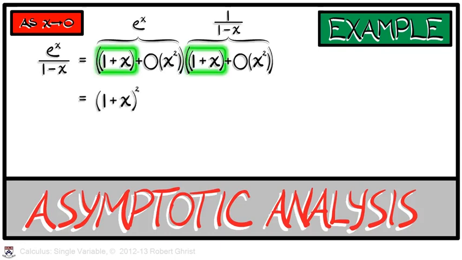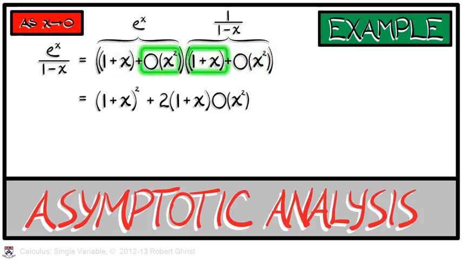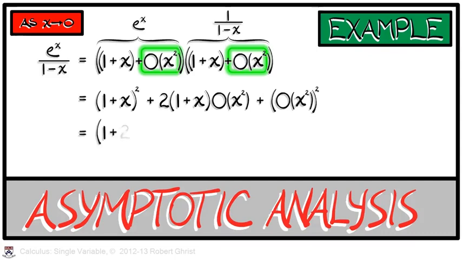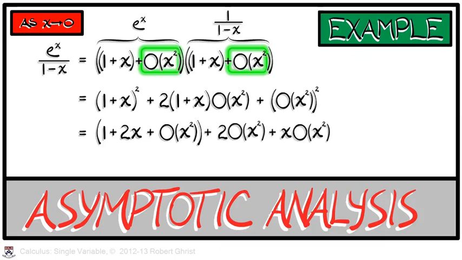The first term is 1 plus x quantity squared. The next term is 1 plus x times big O of x squared. Of course, we have 2 copies of that, so we'll put a 2 out in front. And our last term is big O of x squared, squared. All right, now how do we deal with multiplying by big O? Well, collect together the first term, and then notice that that x squared is in big O of x squared, so we can forget about it.